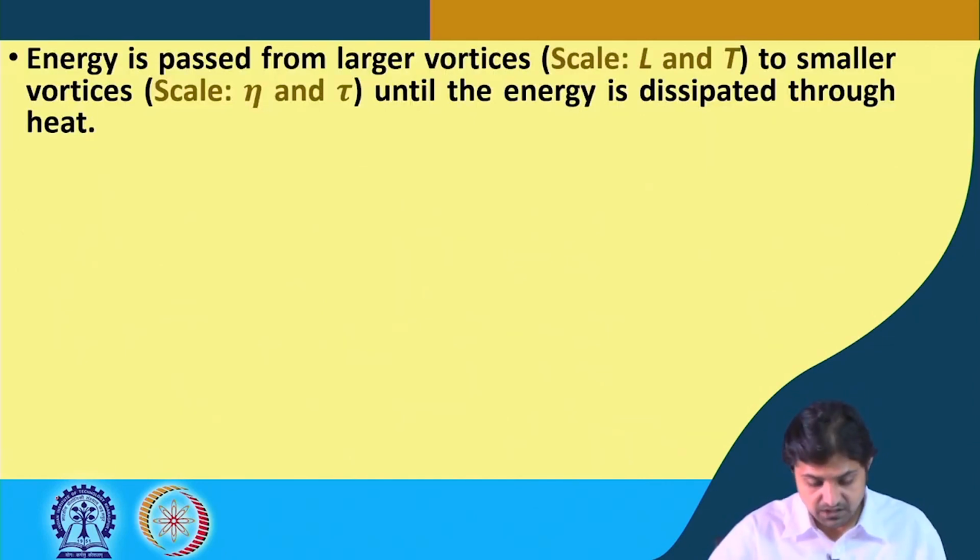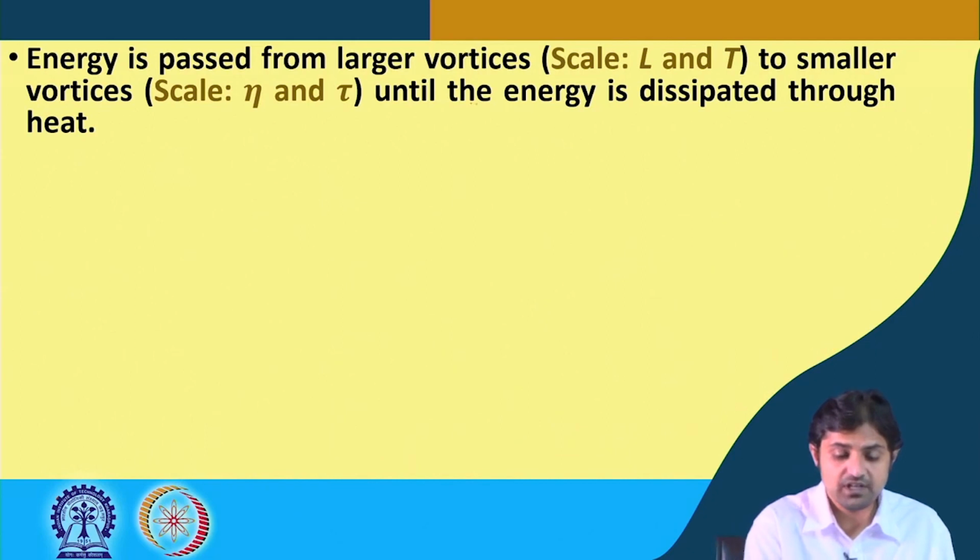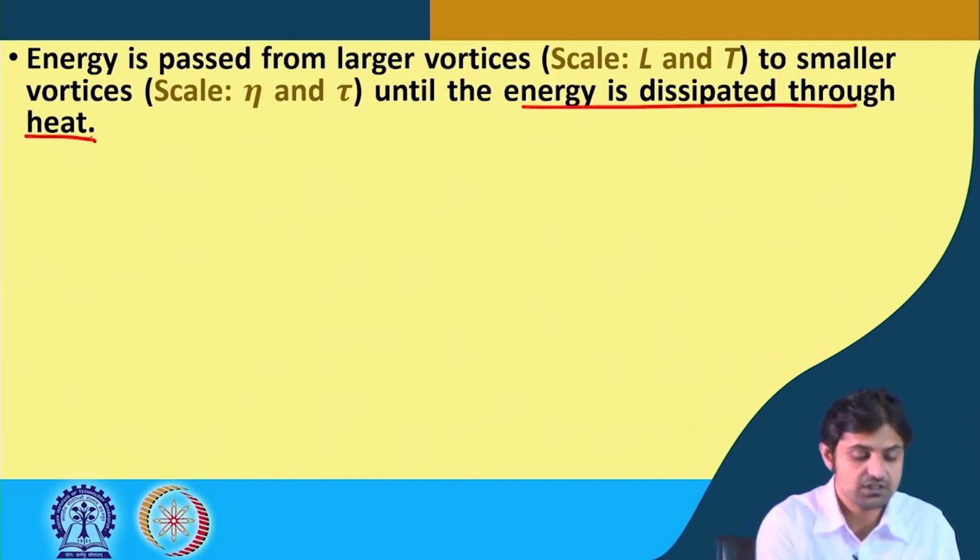Second thing is, the energy is passed from large vortices, that means the flow is of the scale of length L and T, to smaller vortices, because the dissipation happens at the Kolmogorov length scale. So the eddies transfer energy to each other, they keep on losing the energy until they come in the range of this Kolmogorov length scale, and at this point this energy is dissipated through the heat.